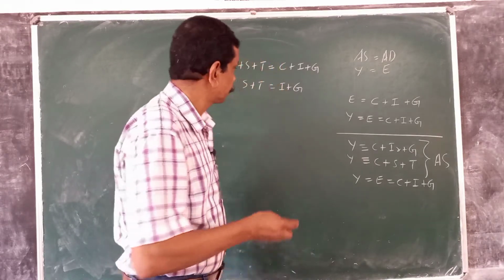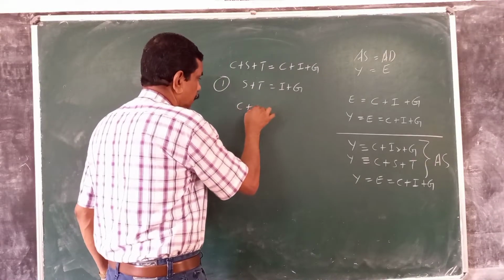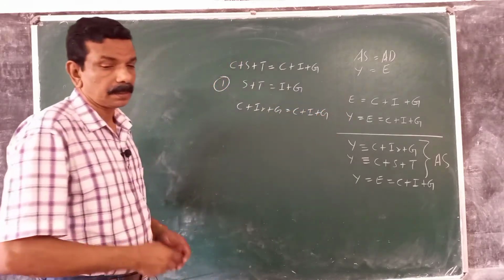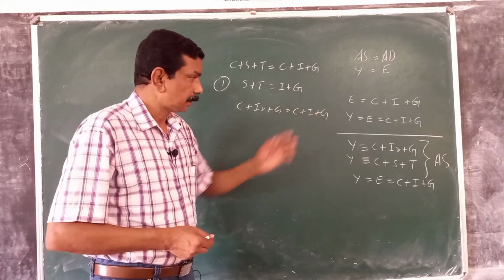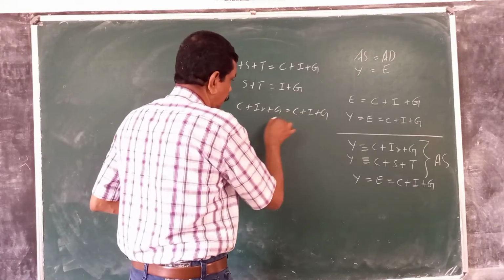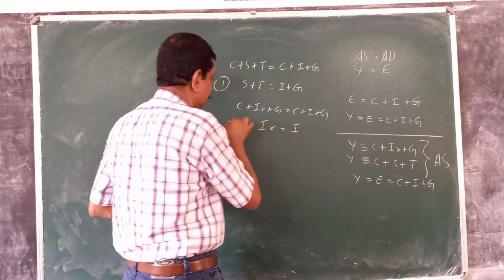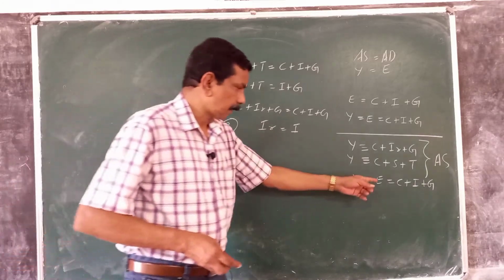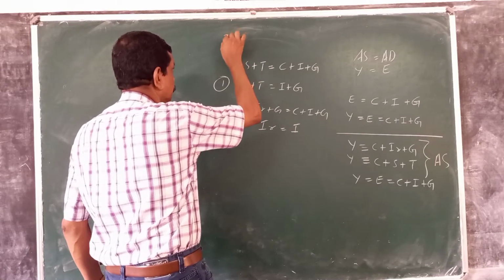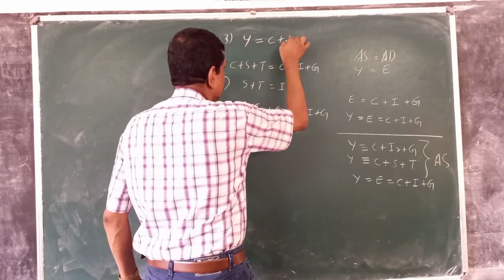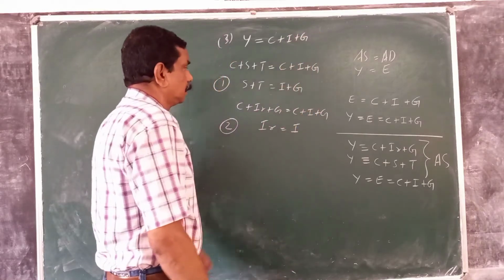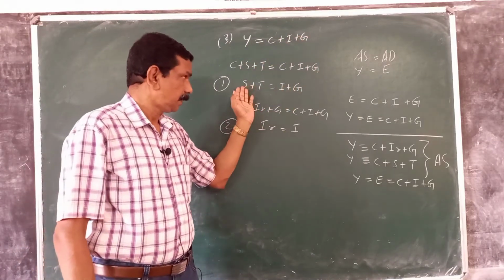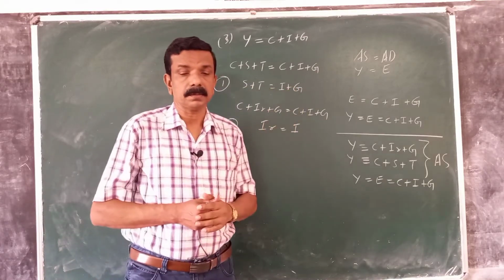The second one is C plus IR plus G is equal to C plus I plus G, so that IR is equal to I, the second way of writing equilibrium condition. Similarly, using the third, we can write one more condition as Y is equal to C plus I plus G. So, equilibrium condition can be written either as Y is equal to C plus I plus G, S plus T is equal to I plus G, or IR is equal to I.